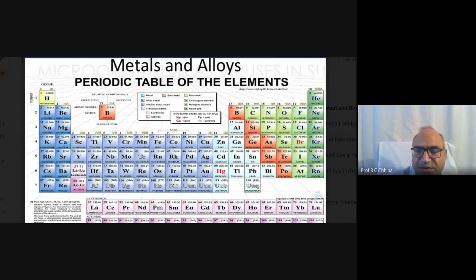Iron, one of the most important metals, which is placed in period number 4, atomic number 26. Iron and its alloys. So iron is the base metal, and for different requirements, other metals are added to iron. Those are the alloys of iron, and you can see a number of alloys of iron, because in a number of technologies we are using iron and its alloys.